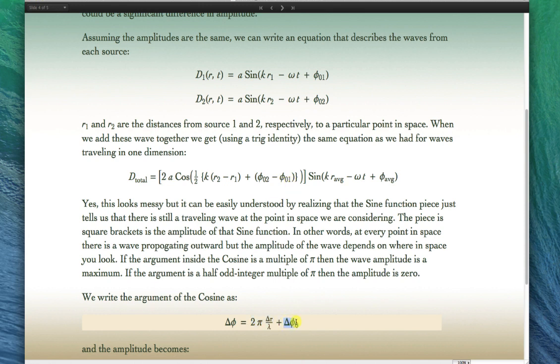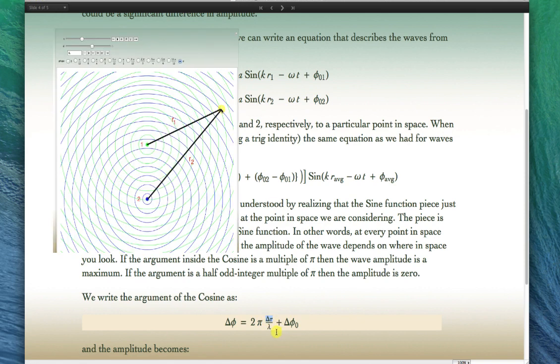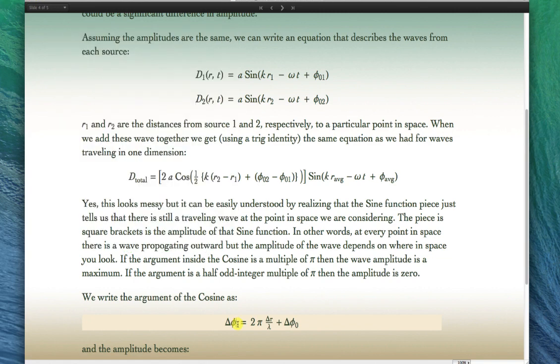So this delta Phi0 is what we call the phase difference between the sources. Are they out of phase with each other, in phase with each other, or somewhere in between? If they're in phase with each other, then this is 0. If they're completely out of phase with each other, then this is pi. And anywhere between 0 and pi is somewhere in between. And then delta r is important. What is the difference in distance between the point in space and the two sources? Those two things combined give you this phase difference. It's the phase difference of the two waves that are adding together at that point in space.